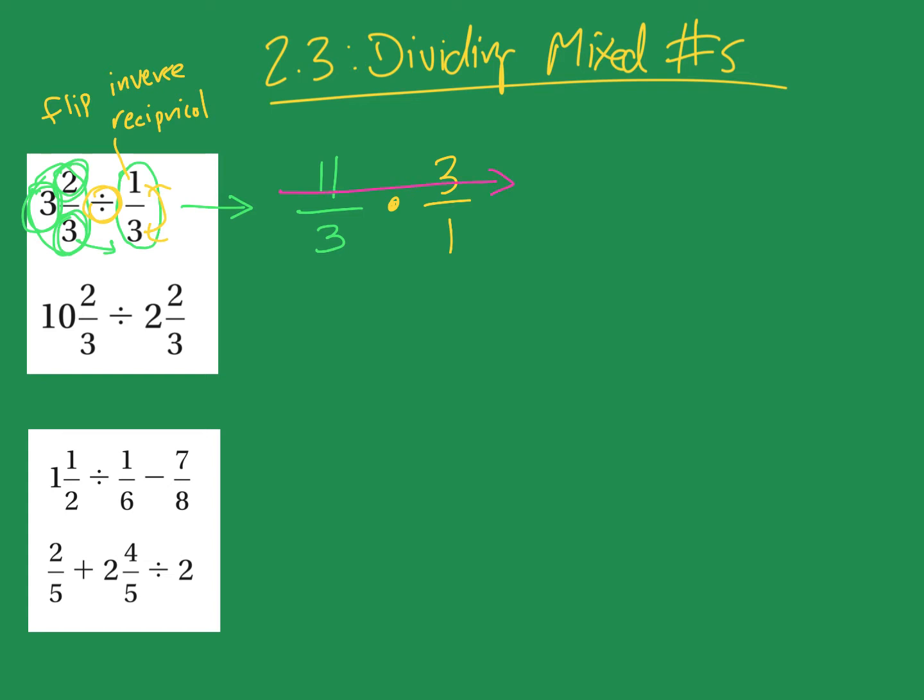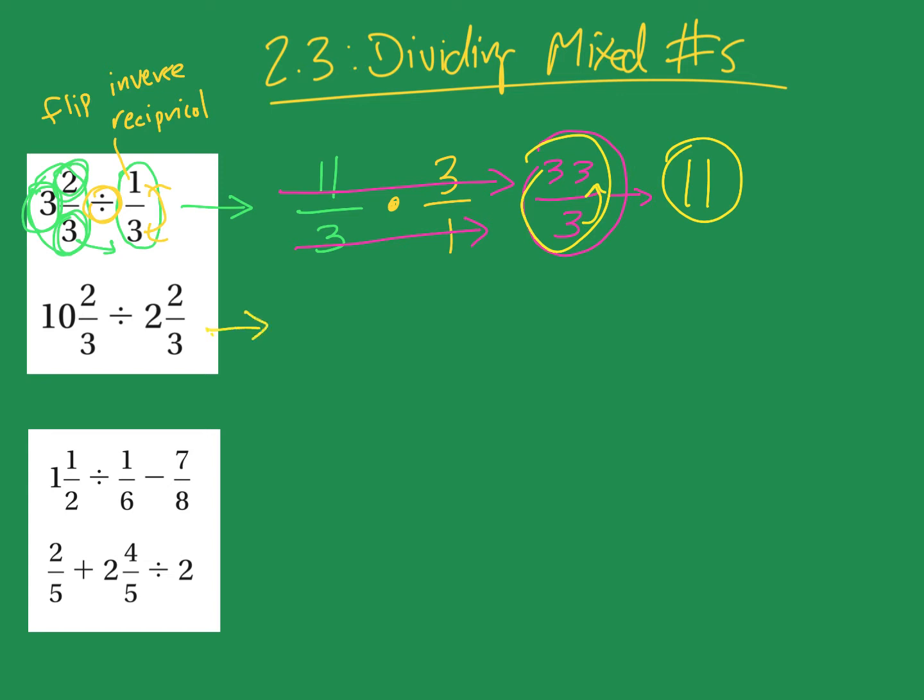11 times 3, 3 times 1. And then remember, always turn improper fractions back into mixed numbers. That is the simplest form. So we always want to write it in simplest form. We never want to leave a fraction as an improper. So 3 goes into 33 11 times. Okay, so that's how you solve a division problem with a mixed number.